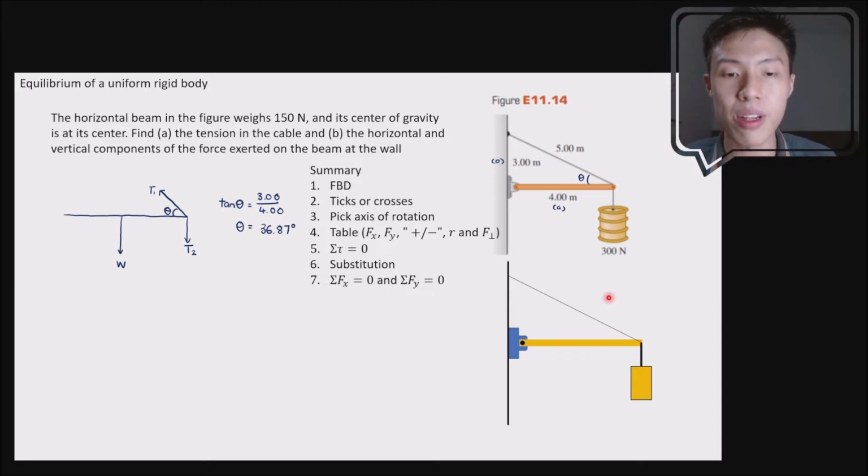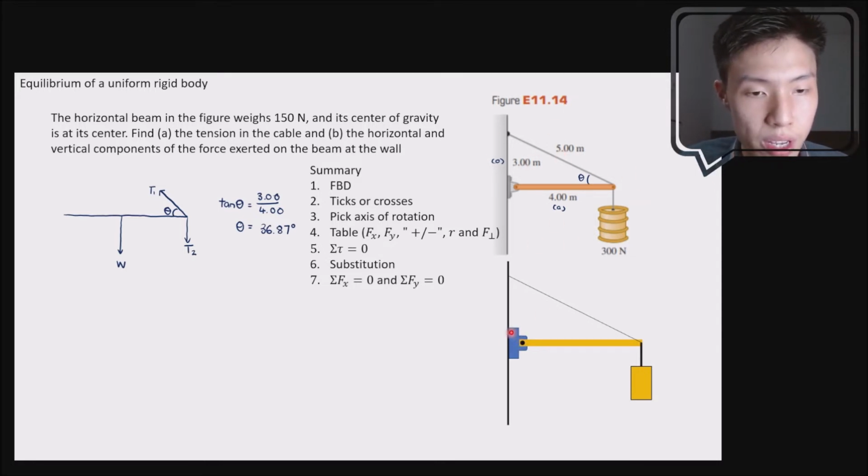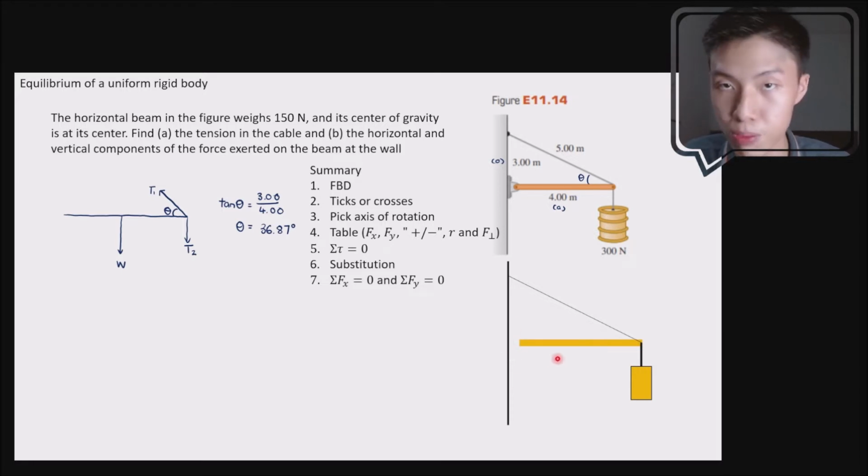Okay, but I believe this is too difficult to understand, so here I draw another diagram in order to show you a different way of determining the direction of the reaction force. So over here you see a diagram which I replicate from the diagram in the book. Over here I use this blue color to represent the hinge or the pivot. So another way of determining the direction of the reaction force is I assume suddenly I remove the pivot from the picture.